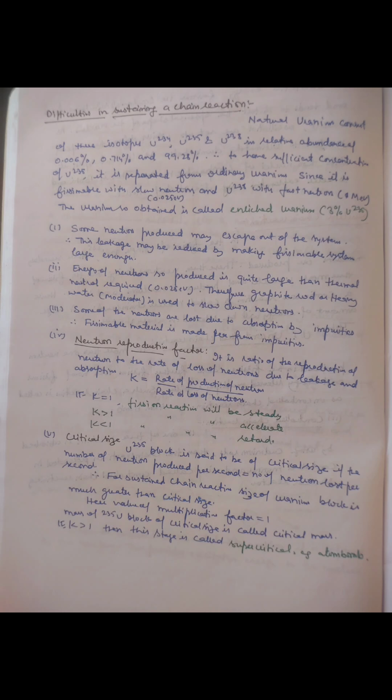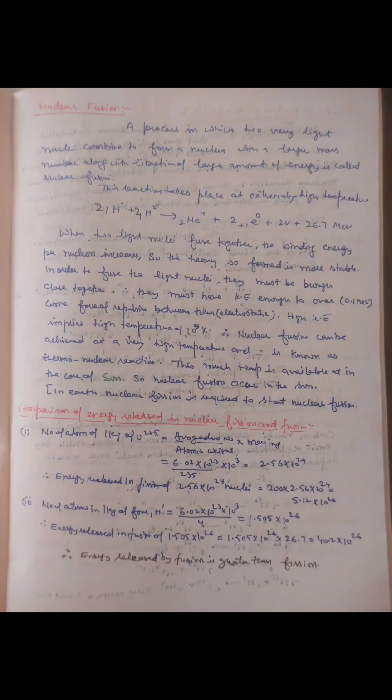The ratio of rate of reproduction of neutrons to rate of loss of neutrons is called neutron reproduction factor. For steady reaction, it should be 1. For acceleration, it should be greater than 1. And to retard the reaction, it should be less than 1.